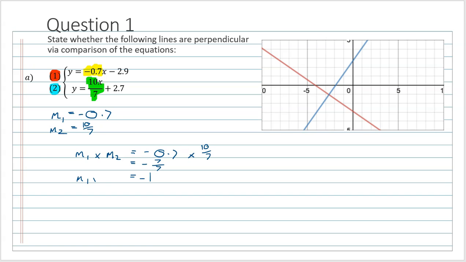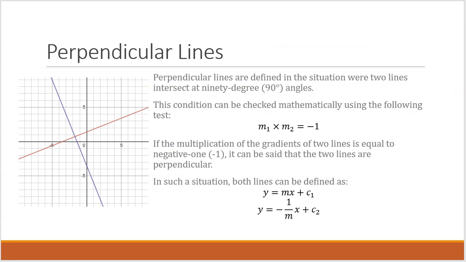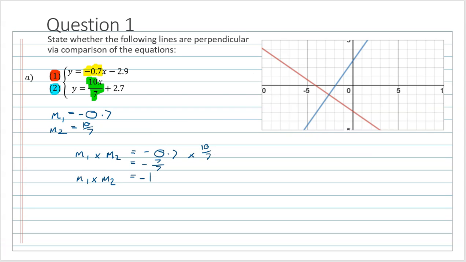So m1 times m2 equals negative 1, and remembering the rule for checking if they're perpendicular is if this case holds, then the lines are perpendicular. So this line does indeed hold, therefore lines 1 and 2 are perpendicular.